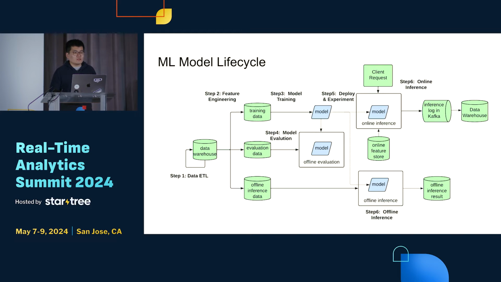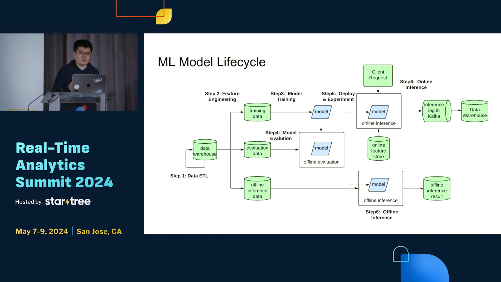In step 3, you start thinking about defining your model structure. I can use TensorFlow models, PyTorch models, or tree-based models to see what's the best structure and what hyperparameters I should use to tackle this machine learning problem. After step 3, you have a model, and you train it with the training data.